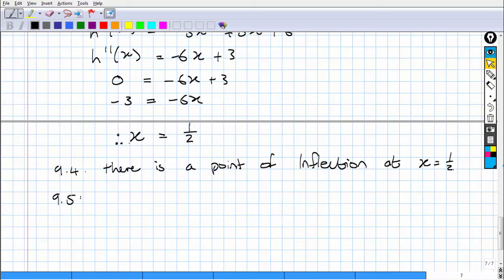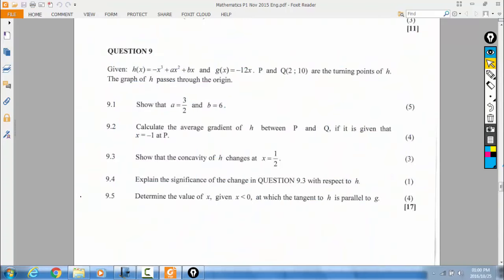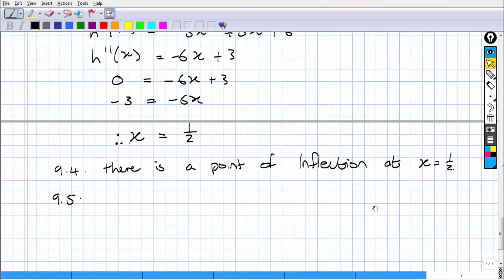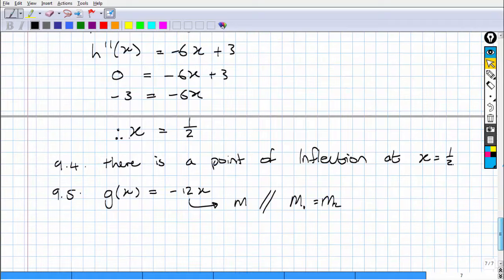It says determine the value of x given that x is less than 0, at which the tangent to h is parallel to g. What does that even mean? So what that means is we need to say, when is the tangent to h parallel to g? And if you remember what g is, g of x, which was completely forgotten in this question, is negative 12x. And that is the gradient, and that defines if something is parallel, because parallel lines have the same gradient. We remember that from our basic geometry. So if we get a gradient of negative 12, then they're parallel.